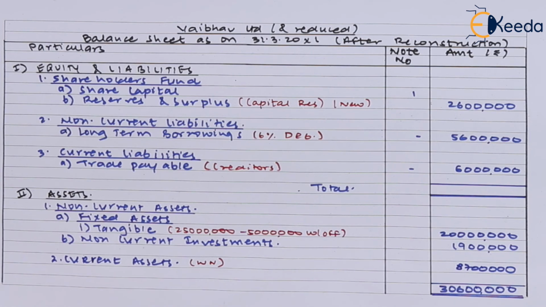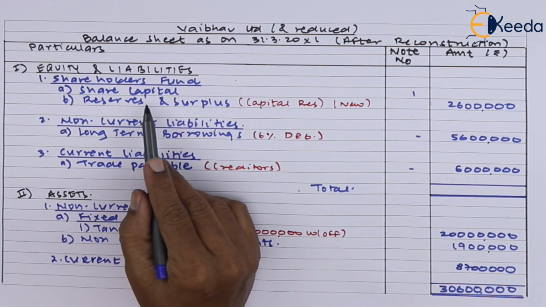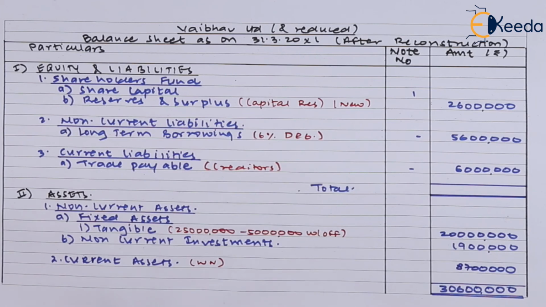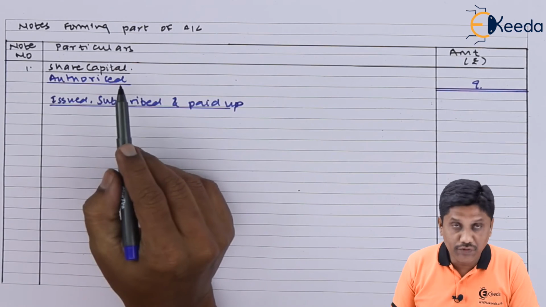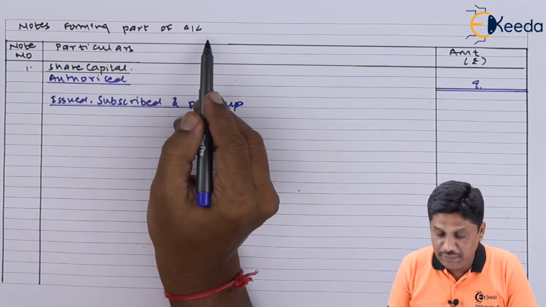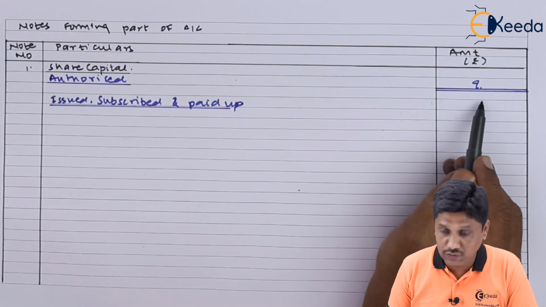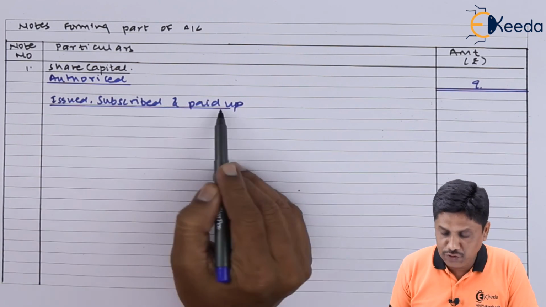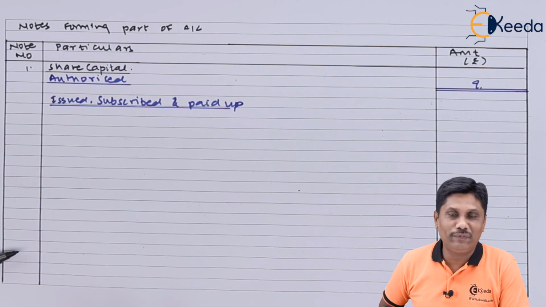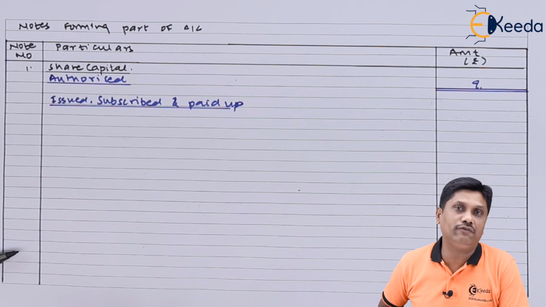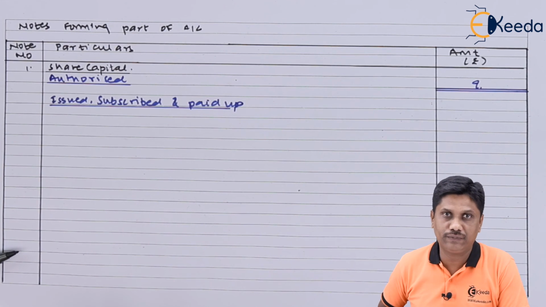So in this way we have completed everything, but only one note we need to prepare. That is a note forming part of the balance sheet. Note number 1 for share capital is what we are preparing. Friends, you can notice I have prepared the notes forming part of accounts. Note number 1, share capital. Authorized we don't know, so we have put a question mark. Issued, subscribed and paid up, for which purpose we need to see our working note. In our working note, we decided how many equity shares will come in our balance sheet.